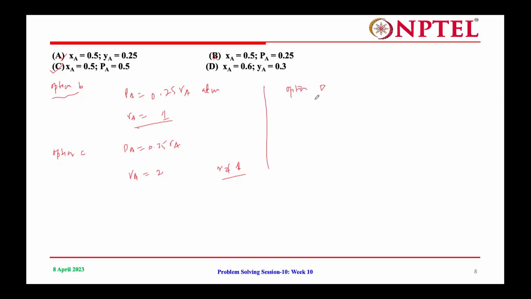So x A is equal to... put in equation 1. So gamma is equal to 0.3. Put gamma equal to 0.3 in this equation. Sorry, y is equal to 0.3 in this equation. So this is a right answer.